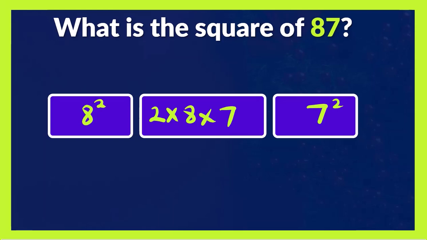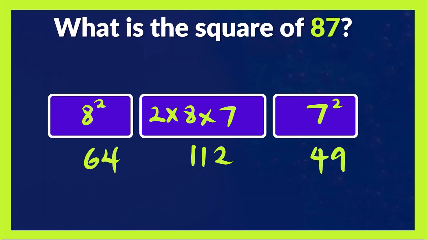Okay, let's write out the result of this. 7 square is 7 times 7, that is 49. And then we have 2 times 8, which is 16. 16 times 7 is 112. For the 8 square, that's 8 times 8, which is 64.